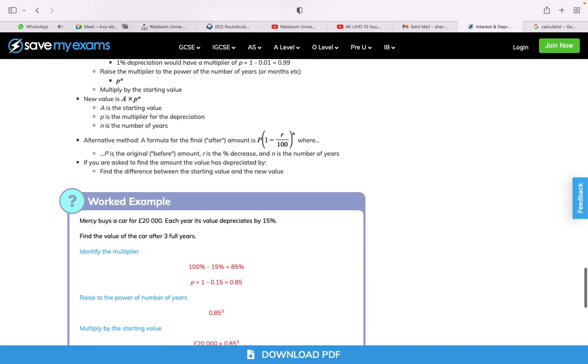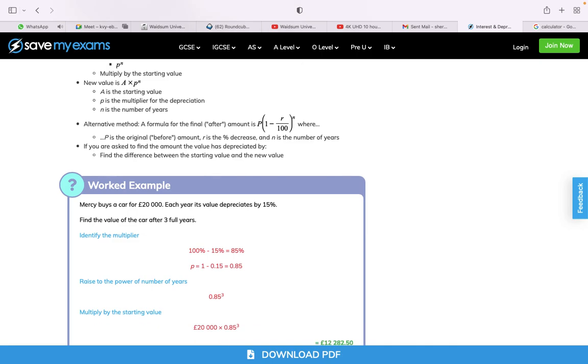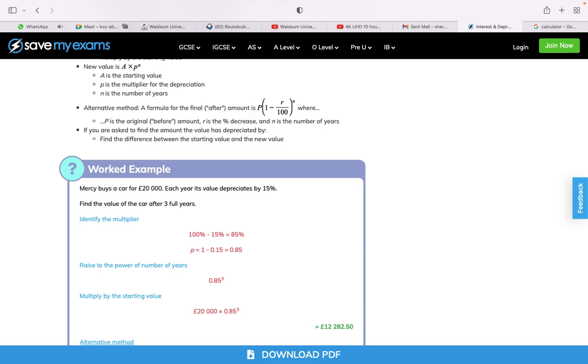Now let's take a look at an example of things that depreciate, where we don't use a plus, we use minus. Say Messi buys a car for £20,000. Each year, its value depreciates by 15%. Find the value of the car after 3 full years. So what are you going to do? First of all, you convert the 15% to decimal, which is 15 over 100, which is 0.15.